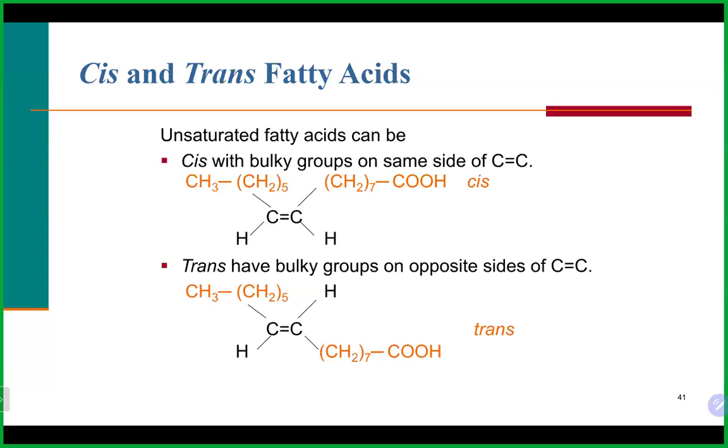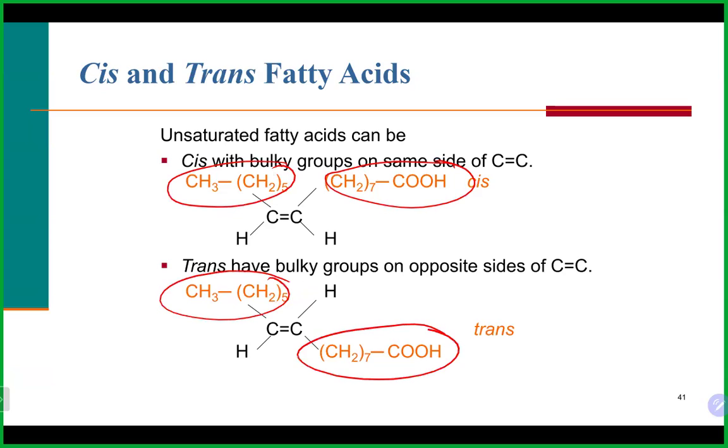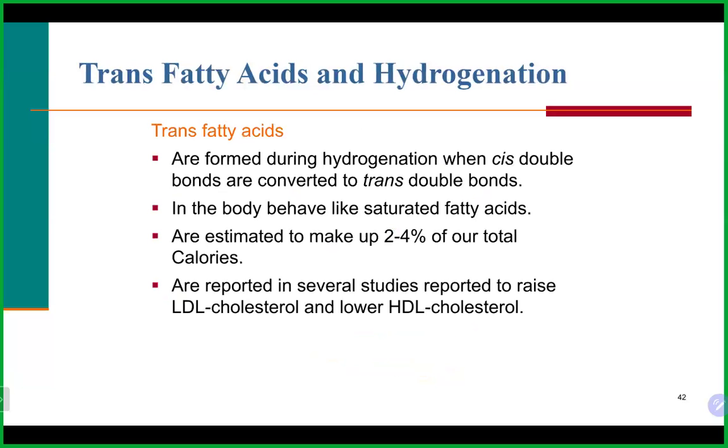So cis and trans fatty acids, as we talked about here: cis has bulky groups on the same side, just like we do in organic chemistry. So this would be our cis fatty acid, and our trans would have them on opposite sides of the double bond. Depending on what type of fatty acid you have, some are not as good as others. It's been found over the years that trans fatty acids are not so great for you. They are formed during the hydrogenation of cis double bonds, which converts some of those into trans double bonds.